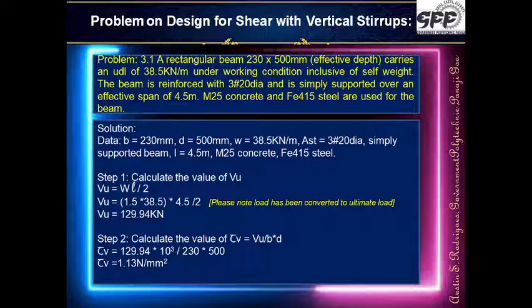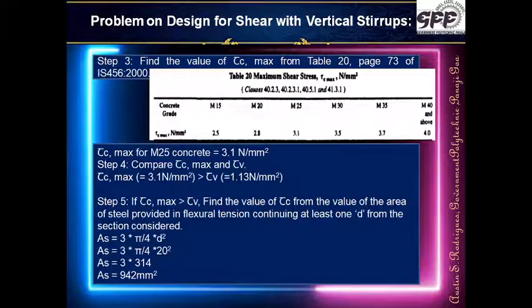Second step is calculate the value of tau V, the nominal shear stress. The nominal shear stress is calculated as Vu upon bd. So that is given as 129.94, that is this value, into 10 raised to 3, so as to convert to newtons because this is in kilonewton. 230 mm is the width and 500 mm is the effective depth. So we get the value of nominal shear stress tau V as 1.13 Newton per mm square.